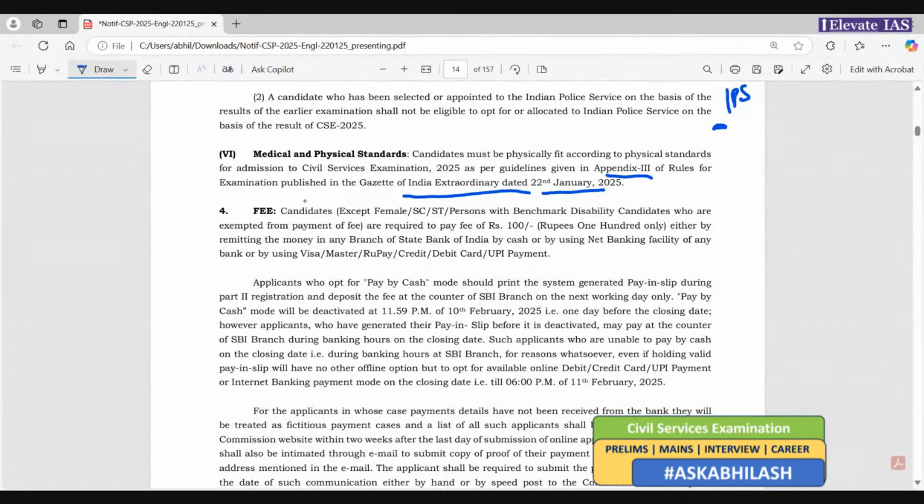Now, fees. Candidates except female, SC, ST, and persons with benchmark disability, who are exempted from payment of fee, are required to pay 100 rupees, either by remitting the money in a branch of SBI, or by cash, or using net banking facility by using Visa, Master, Rupay credit or debit card, and UPI payment. 100 rupees boys have to pay.